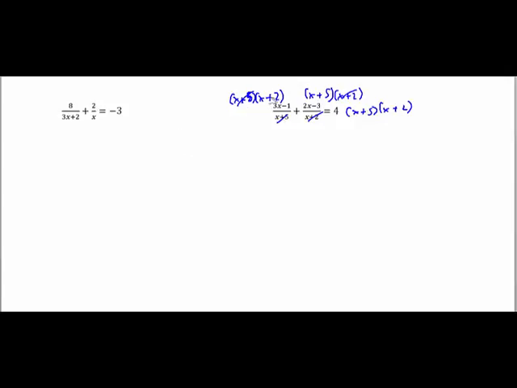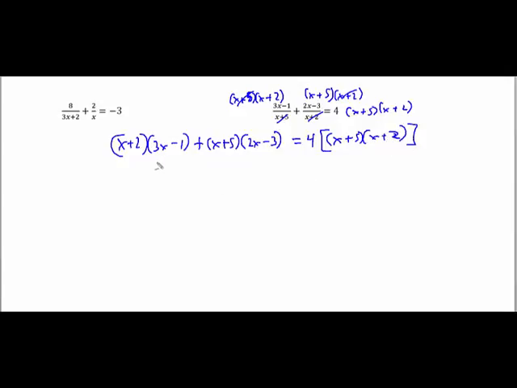So here's what we've got. We've got our x plus 2 multiplied by our 3x minus 1, plus our x plus 5 multiplied by our 2x minus 3. And on this side, I'm going to multiply 4 times whatever this FOIL is, the x plus 5 and the x plus 2. Now this problem isn't necessarily difficult, it's just going to take a little bit of methodical time and process to do the FOIL and then to check to see if you got everything right.